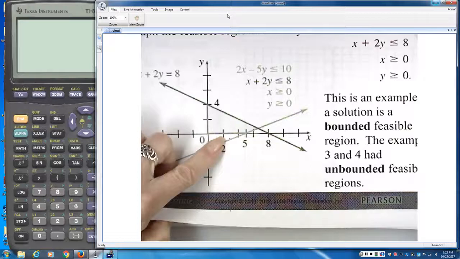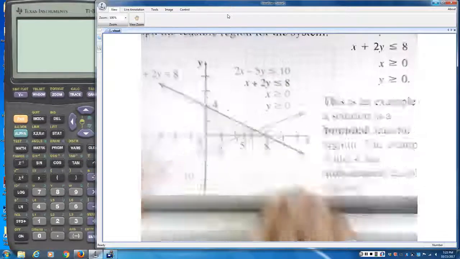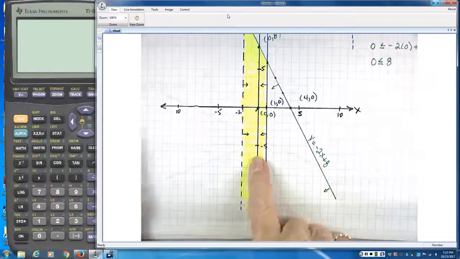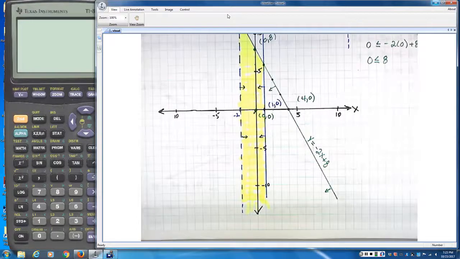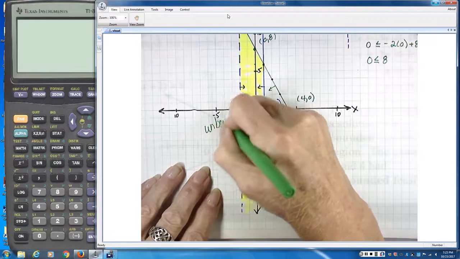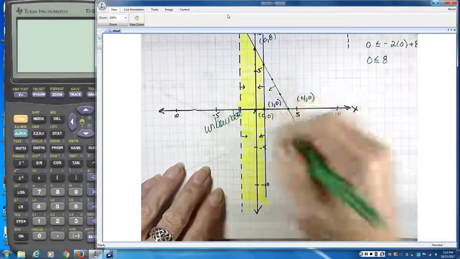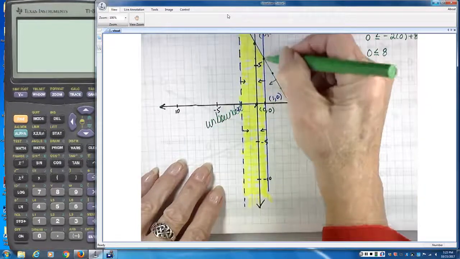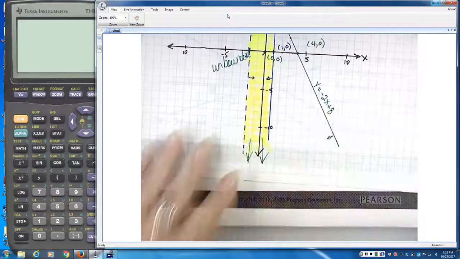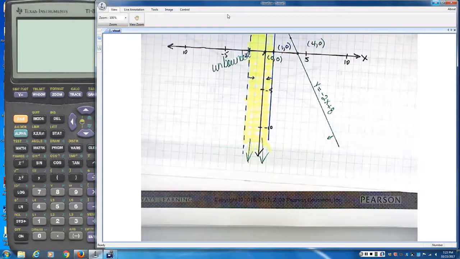So this is the one that we just found. And actually I can go back because I can show you some of the other examples. This feasible region is unbounded. The reason it's unbounded, it's bounded here, here, and here, but it's not bounded down here. It continues onward. It's not closed off. It doesn't end.